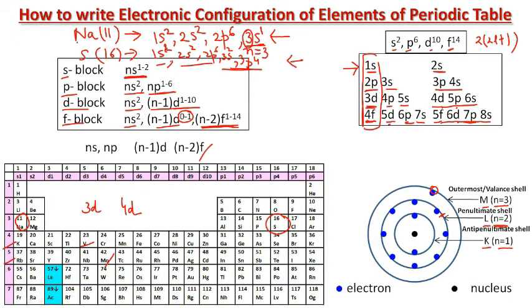And f always follows the n minus 2 period number. Say from 57 onwards, we have the 4f elements or the lanthanide elements, and n for this period is 6, so n minus 2 means 4. The 4f elements are placed outside the periodic table. For the 7th period, it means the 5f series, which is also placed outside the periodic table.